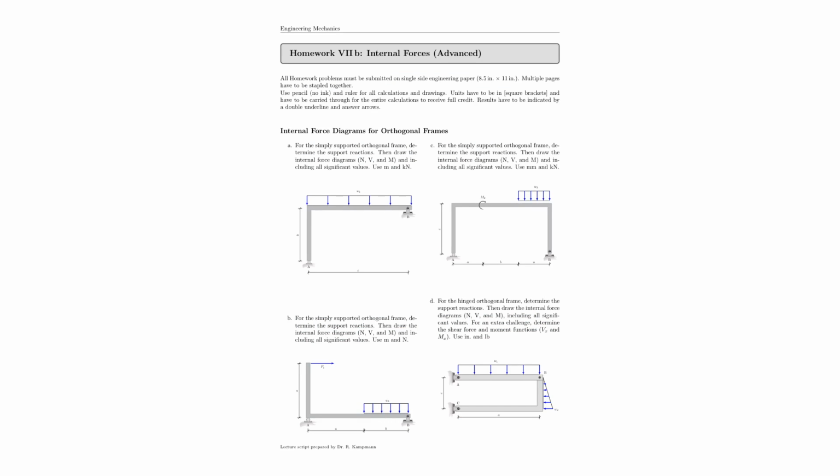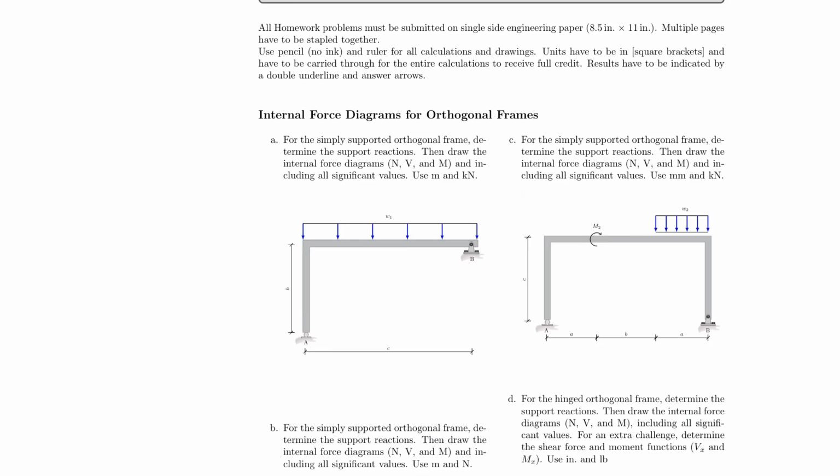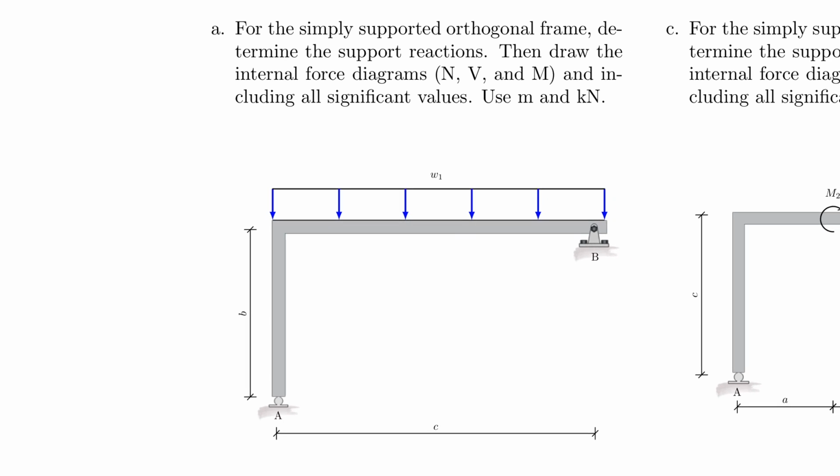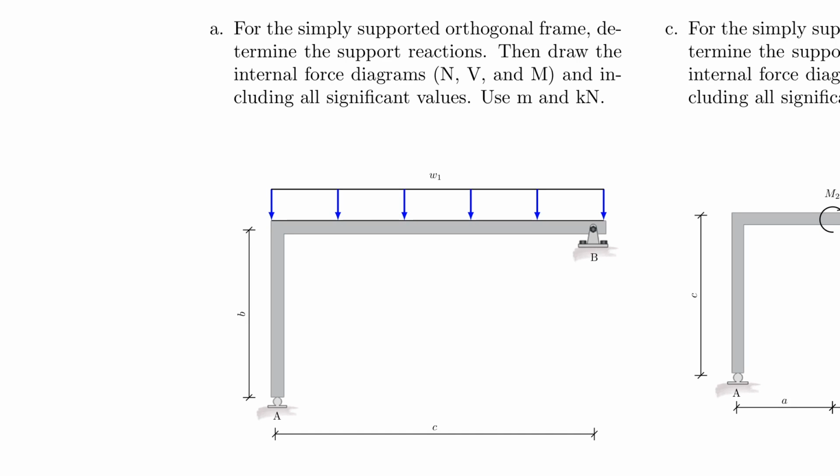To no surprise, our homework focuses on orthogonal frames. You see the first 4 out of 6 problems here on this page. So let's take a look at all of them. They all have a right-angled corner. Some of them even have 2 right-angled corners. But the first 3 problems are slightly different from the last 3, as you will see when we take a closer look.